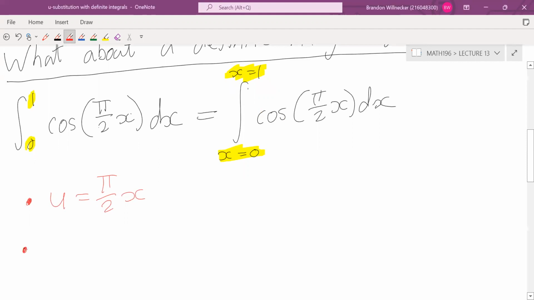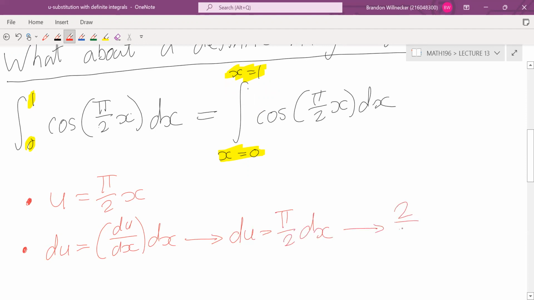Then the second thing that we did last time was we found du. So remember, du is du by dx times dx. That means du is going to be pi over 2 dx, and that means 2 over pi du is equal to dx. That's the second thing. But now we have a third thing where we have to change the bounds.